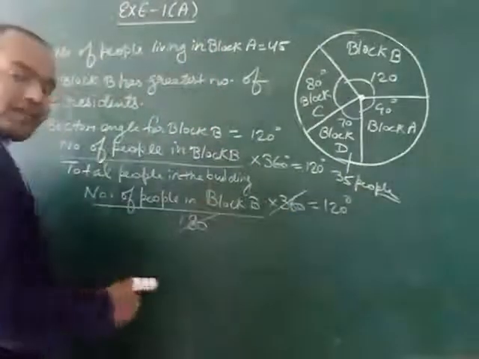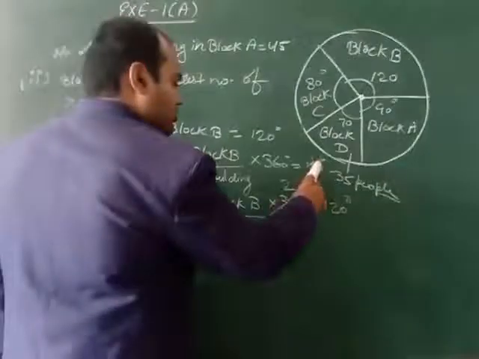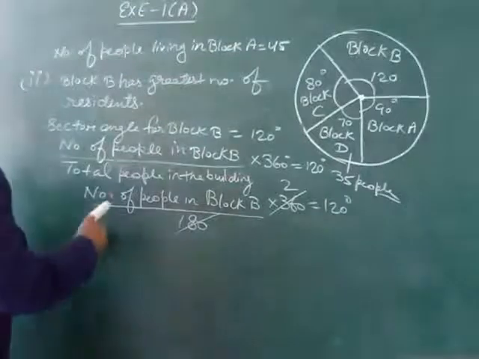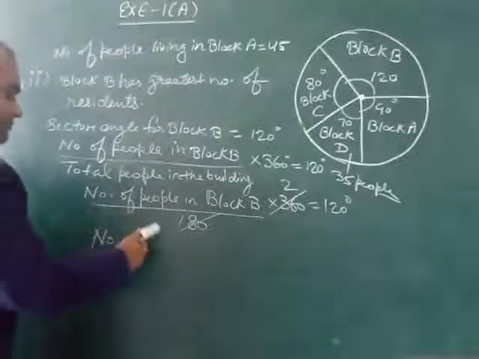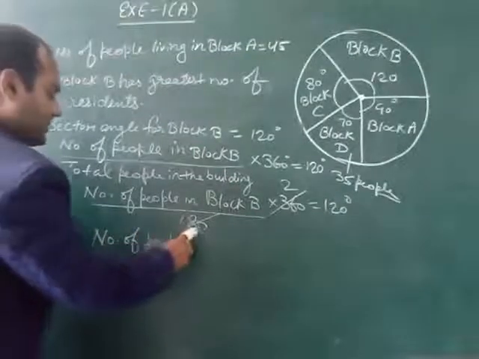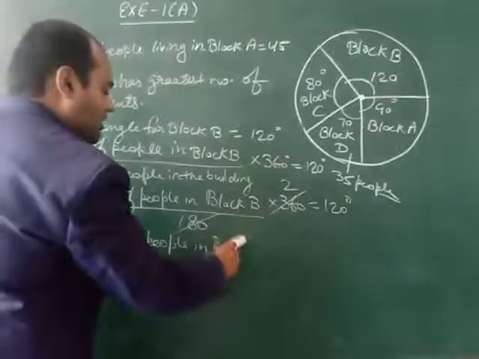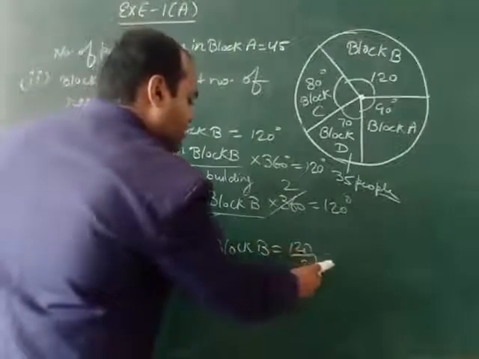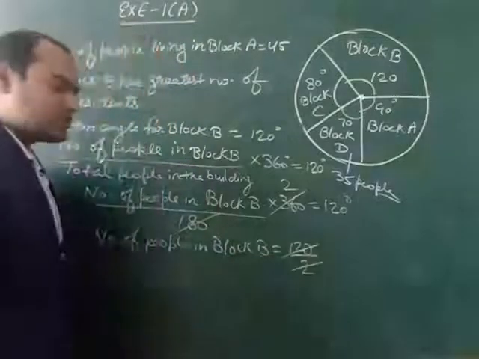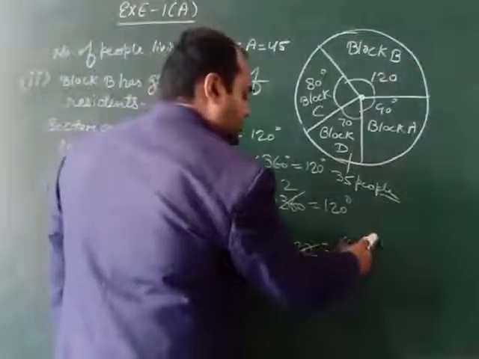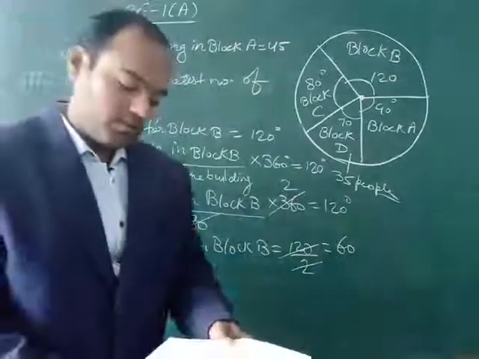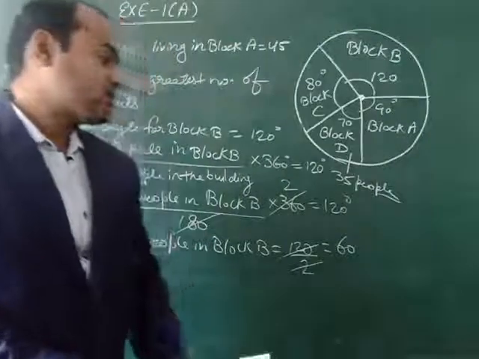These two will get cancelled. How many times? 2 times. These two are in multiply, on the right hand side it will be in divide. So number of people in block B is equal to 120 divided by 2. When we cancel these two, then we will get 60. So here we got the answer. How many persons are living in block B? Second part answer is 60.